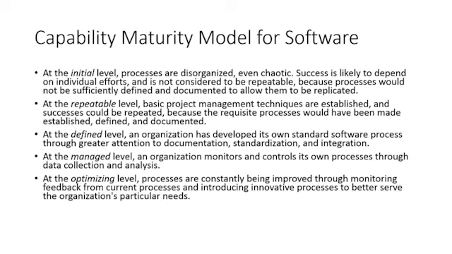And then the optimizing level. Processes are constantly being improved. So we can take the data that we have from the analysis, from the managed level, and see what needs to be improved. If anything, I'm sure there is. There's always room for improvement. So at the optimizing level, we're looking at those processes, constantly improved through monitoring feedback from those current processes, like I mentioned, and introducing innovative processes to better serve the organization's particular needs.